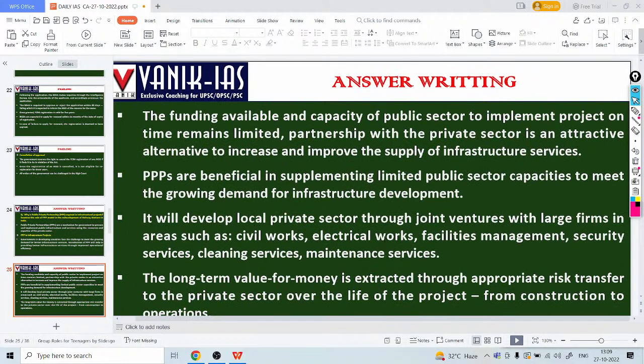What the government was doing earlier, because the demand for them is growing and the government is not in a position to fulfill the demand of all the customers. The funding available and the capacity of the public sector to implement projects on time remain limited. Partnership with the private sector is an attractive alternative to increase and improve the supply of infrastructure services. PPPs are beneficial in supplementing limited public sector capacities to meet the growing demand for infrastructure development.